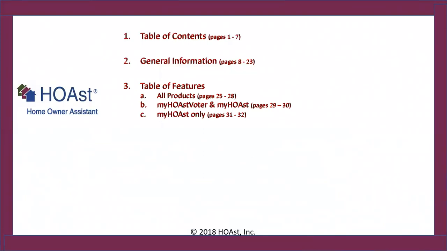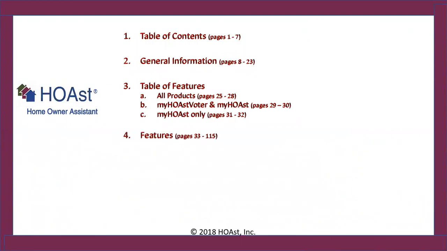And then third, we have the table of features. Now this indicates every feature you can do in all of our products, and it's separated by product. So all products are involved in features on page 25 through 28. Starting on page 29, you shouldn't even be referring to that if you don't have myHOAst Voter or myHOAst. And then starting on page 31 is for myHOAst clients only.